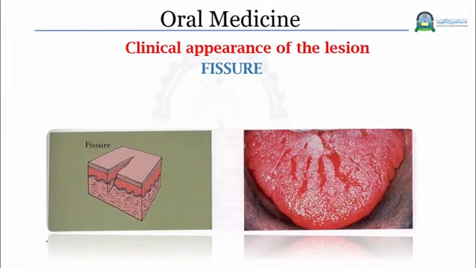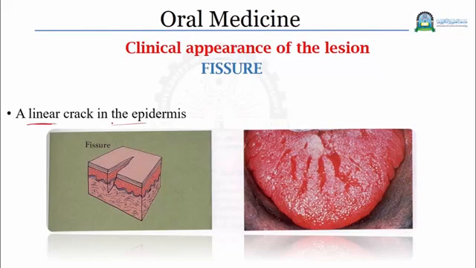Fissure. A fissure is a crack or groove presented in the oral mucosa, the skin or the tongue. Most commonly in oral medicine, the fissure is presented in cases of fissured tongue. Fissured tongue indicates local factors or local causes, and may indicate systemic diseases. Fissuring is a linear crack in the epidermis, as we see in the clinical photo and the graph.